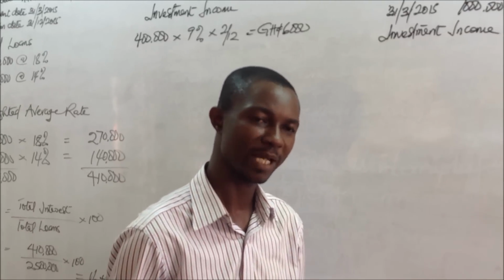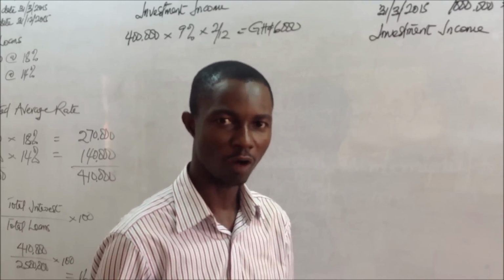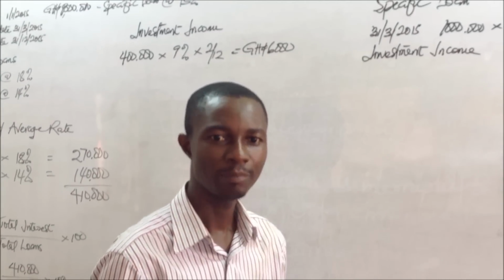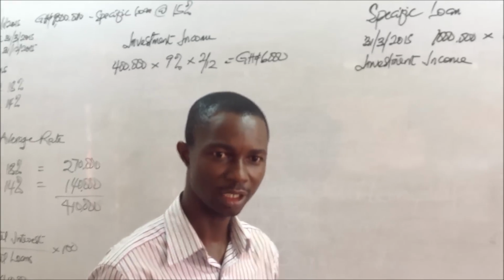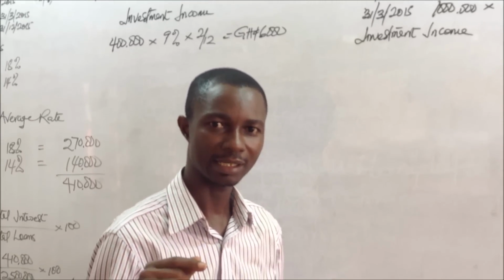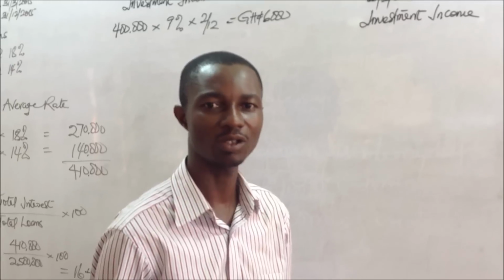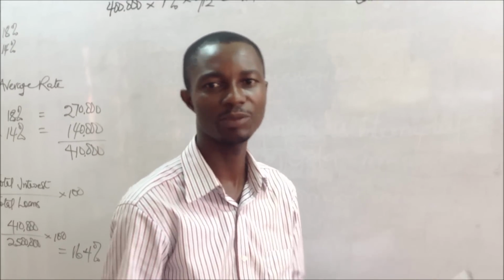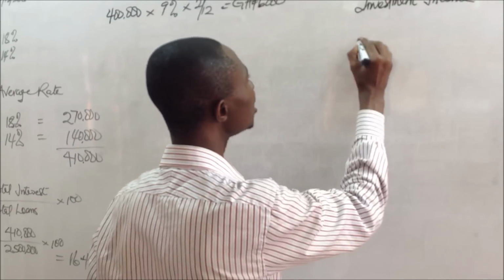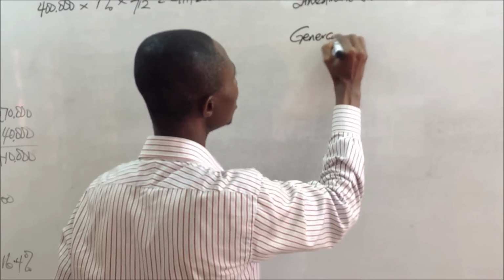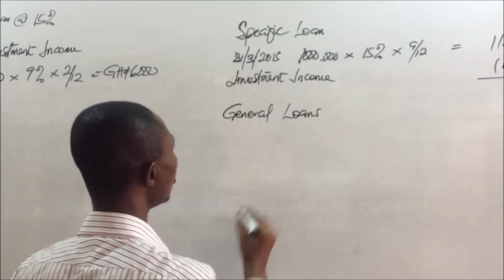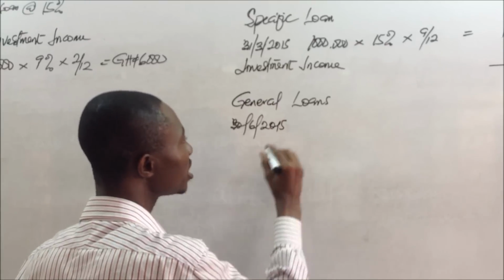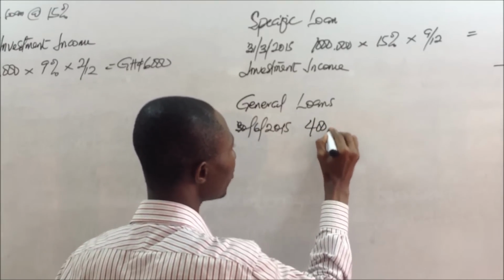On 30th June, we spent an additional 800,000. Of the specific loan of 1 million, we only spent 600,000 on 31st March, meaning we still have 400,000 more to spend. So what this means is that of the 30th June amount of 800,000, 400,000 came from the specific loan and 400,000 came from the general pool of loan. So when we come to the general loans on 30th June 2015, we say we spent an amount of 400,000.